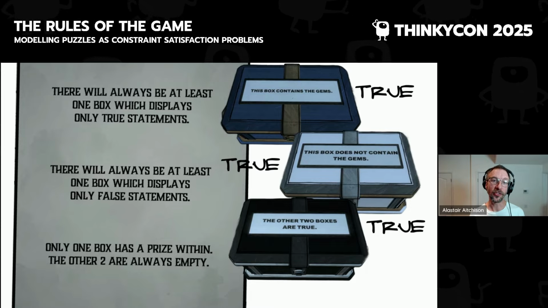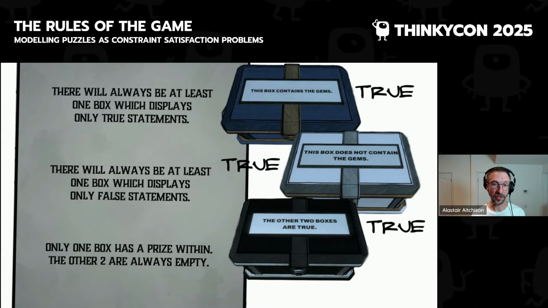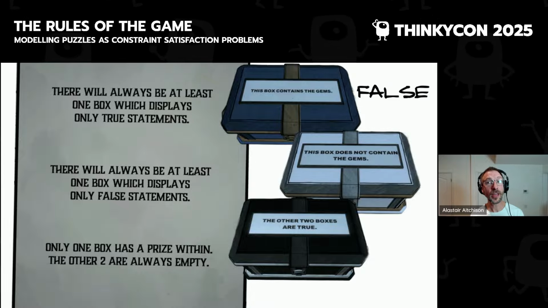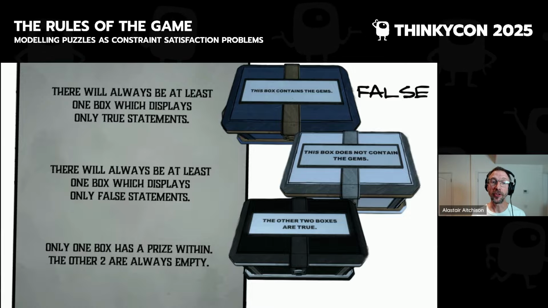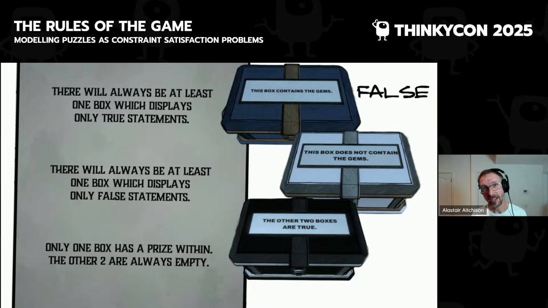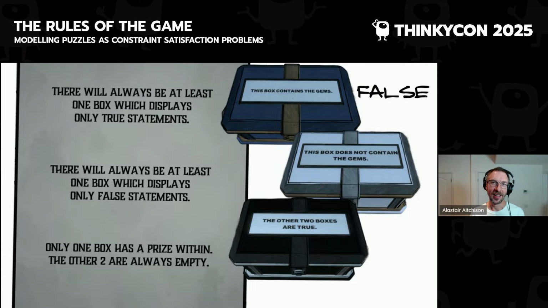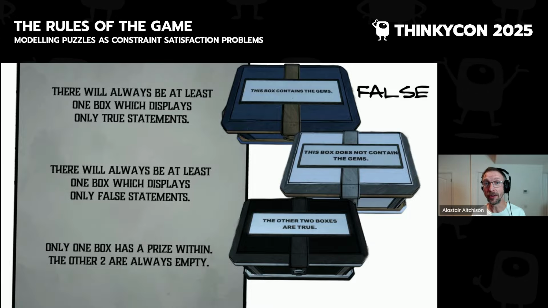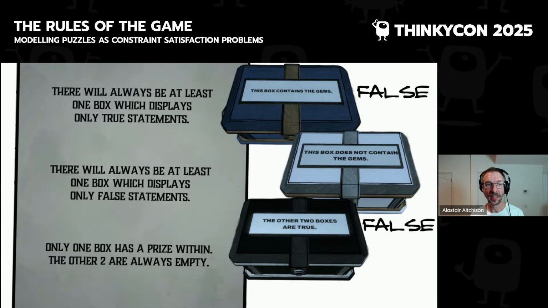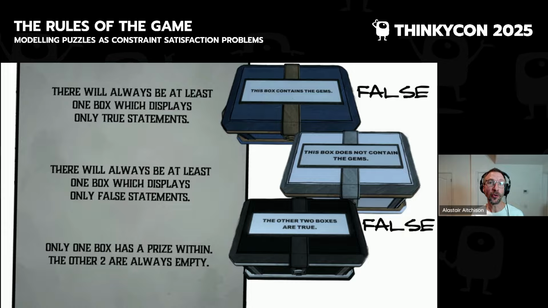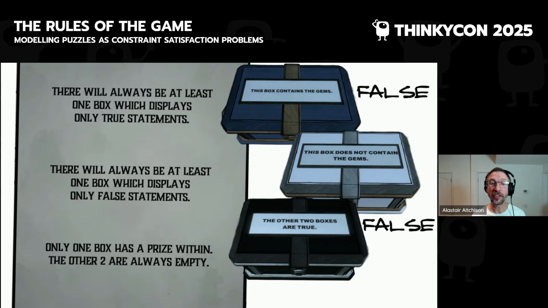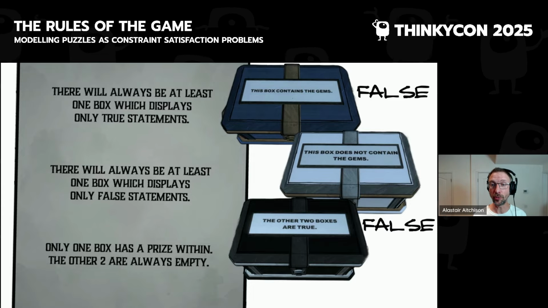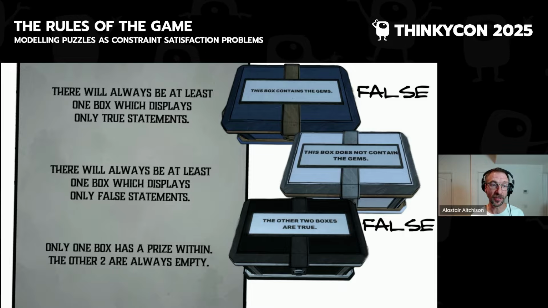So now let's try assuming that blue's statement is false instead. If that's correct, we know that the gems are not in blue, but they could still be in either white or black. Now, black states that the other two boxes are true, which is no longer true because blue is not. So we've identified two false boxes, blue and black, but there's a constraint that there must always be at least one box that displays true statements.